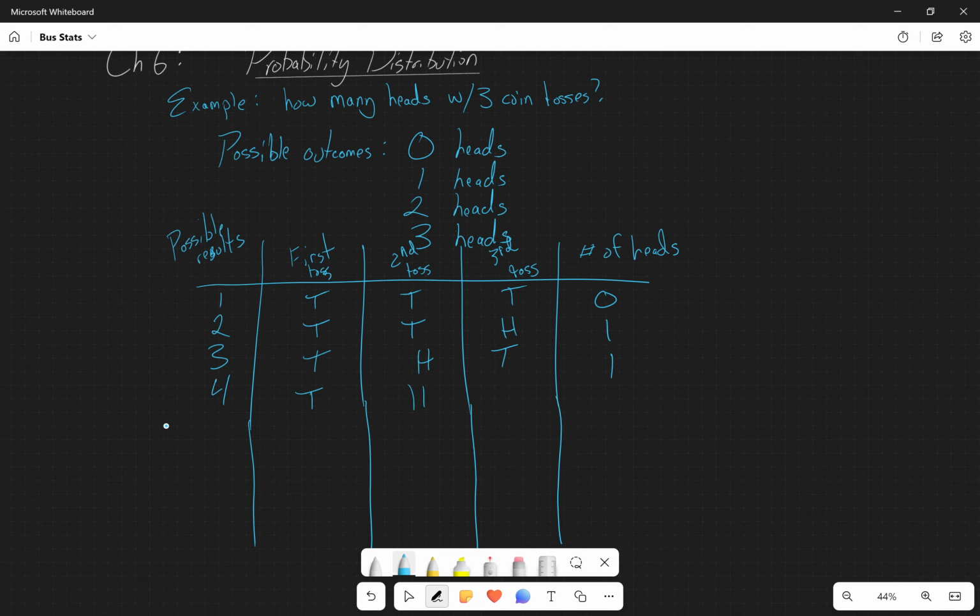4, tails, head, head, 2 heads. 5, head, tails, tails, 1 head. 6, head, tails, head, 2 heads. 7, head, head, tails, 2 heads. And 8, all heads, right?